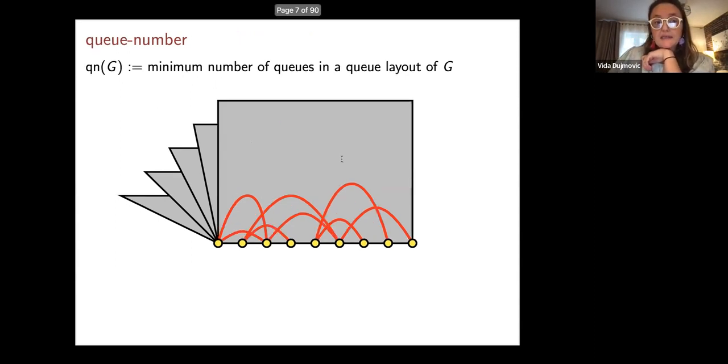So queue number is defined similarly, except that now among the edges that are colored with the same color, you don't allow two edges of the same color to nest. So to repeat, for the queue number of the graph, you want to find an ordering and a coloring of the edges with the minimum number of colors, such that each color class induces a queue. In other words, no pair of edges of the same color are nested.